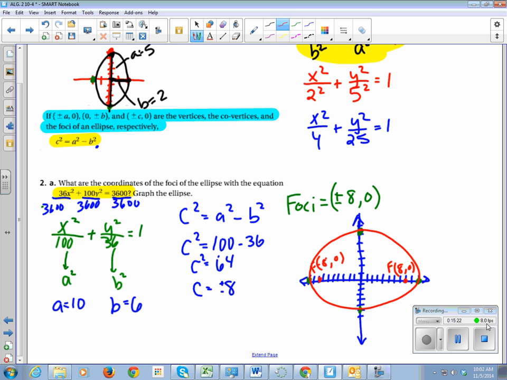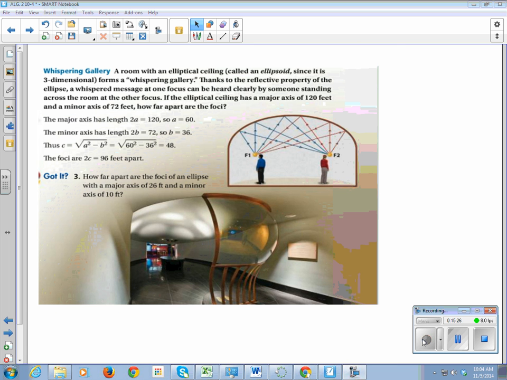Just for a little extra credit, right there, the foci. Do not write this problem down. I'm just demonstrating. A room with an elliptical ceiling, called an ellipsoid since it is three-dimensional, forms a whispering gallery. Thanks to the reflective property of the ellipse, a whispered message at one focus can be heard clearly.